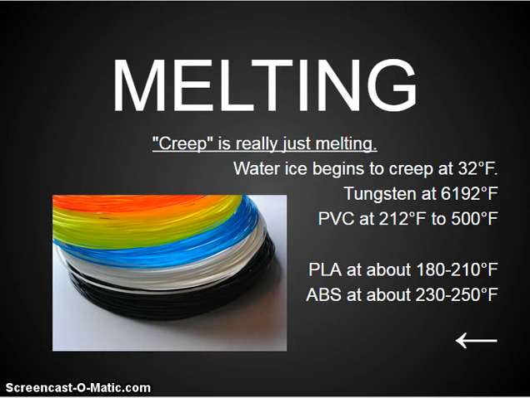For example, ice begins to creep at 32 degrees Fahrenheit. That is the freezing point of water. Tungsten at 6,192 degrees Fahrenheit, so a little bit higher temperature required to melt tungsten. PVC plastics between 212 and 500 degrees. PVC is a broad category of plastic. It's not just one type of plastic. And then for our 3D print materials, PLA, which stands for polylactic acid, has a melting point between 180 and 210 degrees. The dyes that are in the plastic actually play a role in that melting point. And then ABS plastic, which is another 3D printing plastic that we can use, and incidentally it's also the plastic that is used to make Legos, has a semi-melting point between 230 and 250 degrees.